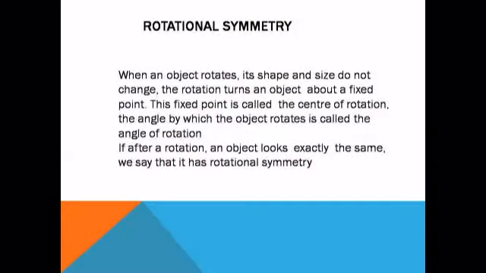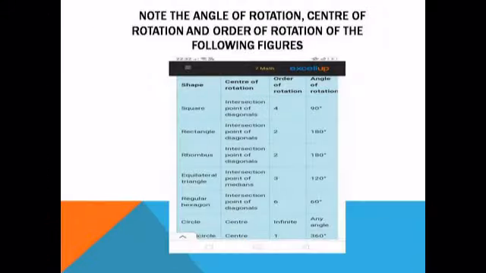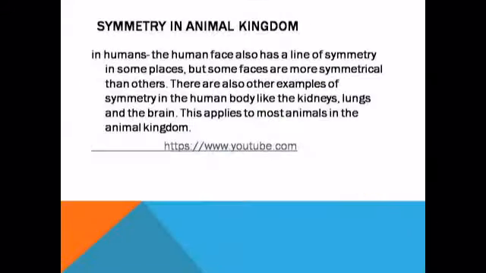That fixed point is called the center of rotation, and the angle by which the object rotates is the angle of rotation. So here we can take the types of rotational symmetry, and this is a rotational symmetry. This one we can consider as an equilateral triangle too. So how many rotational symmetries does this figure have? So we can rotate. This is the first point.